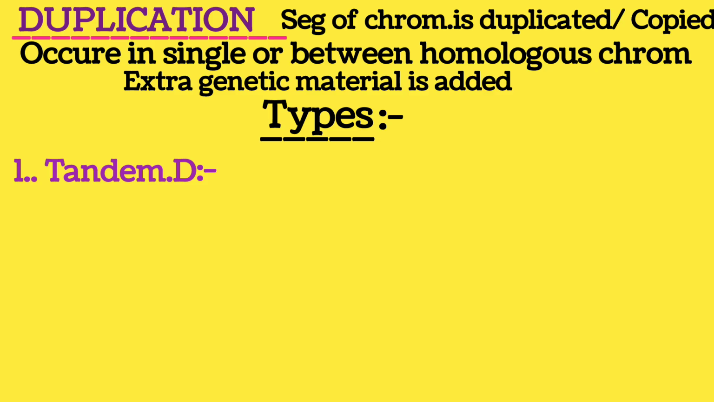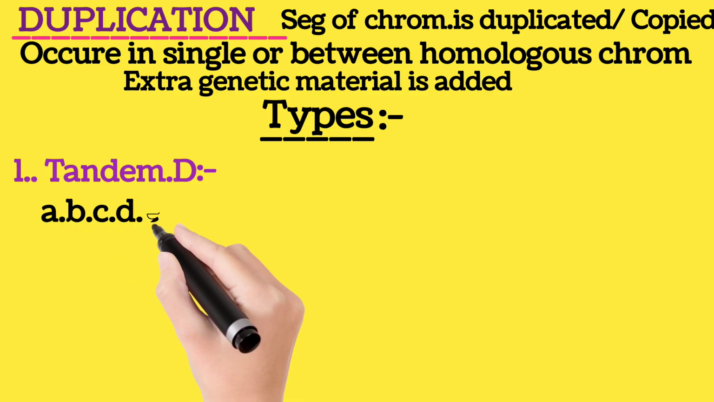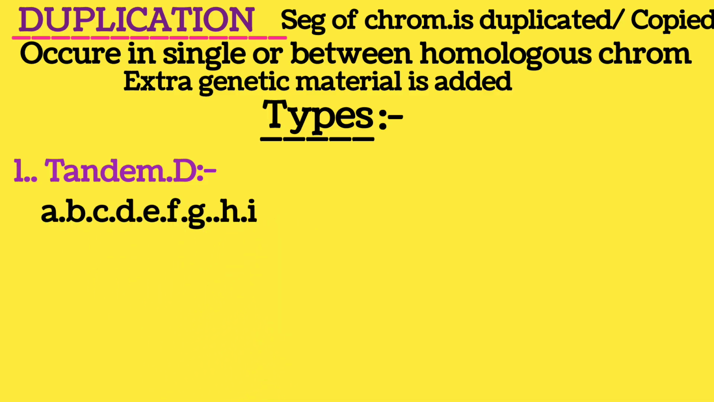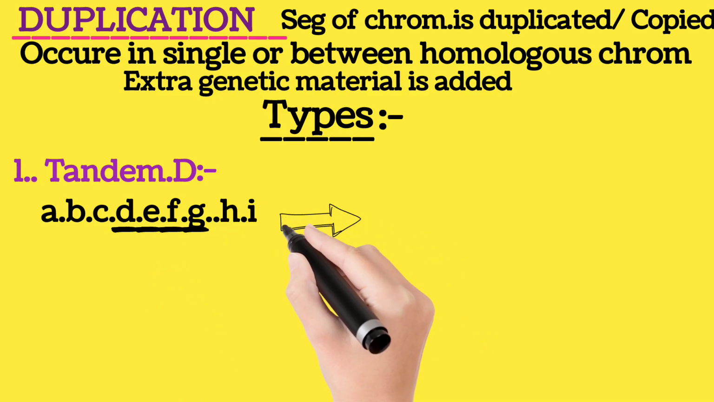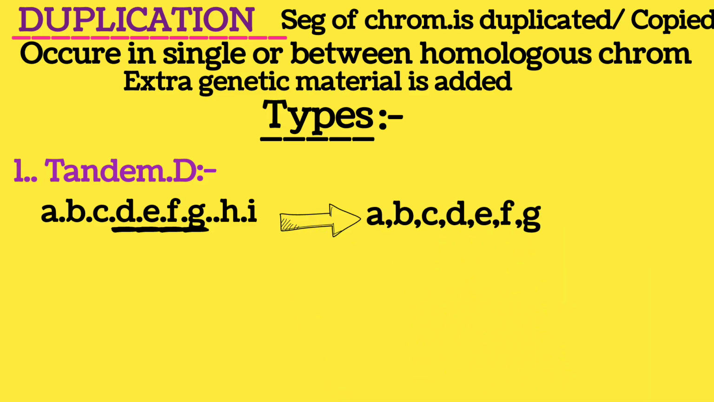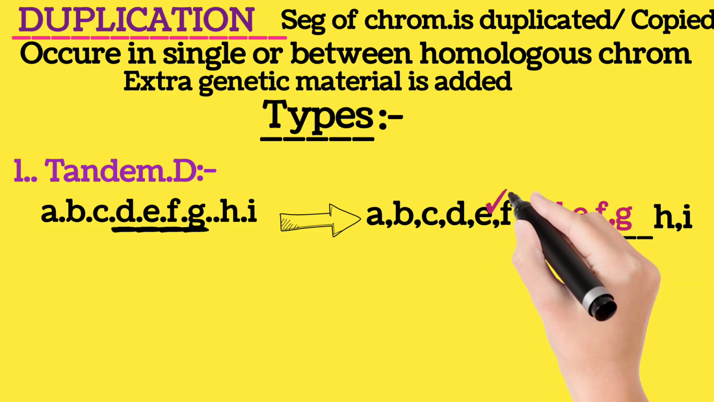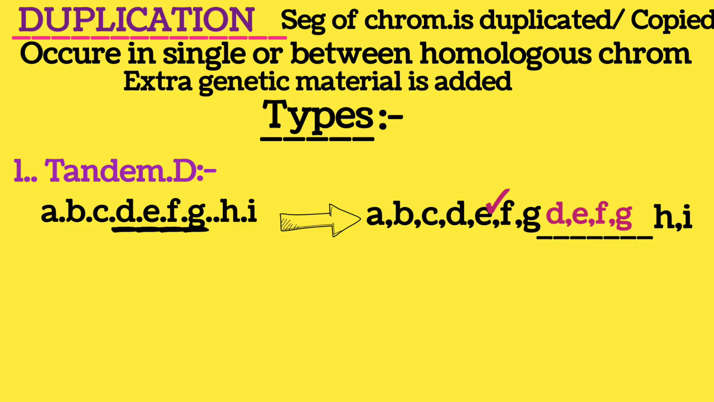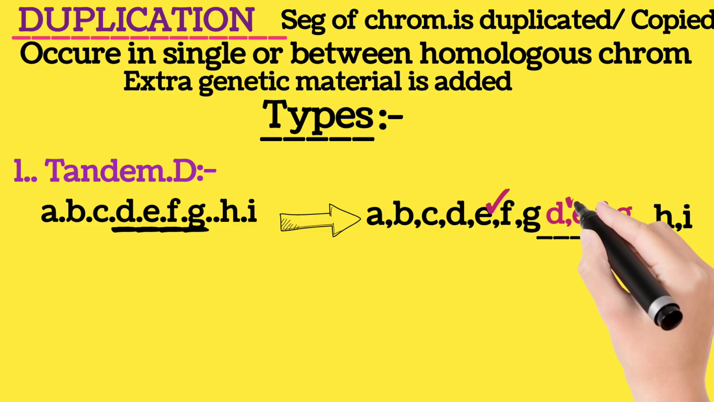In this case, the duplicated segment is added to its homologous chromosome but close to the same sequence. Mind this word. Suppose we have a chromosome with a gene sequence like this, and let's assume the DEFG genes get duplicated. Now let me show you its homologous chromosome like this. In the homologous chromosome, we see that the DEFG genes get duplicated and are added close to the same sequence. This is the old one, this is the new one, the gene combination. Hope you got the point.